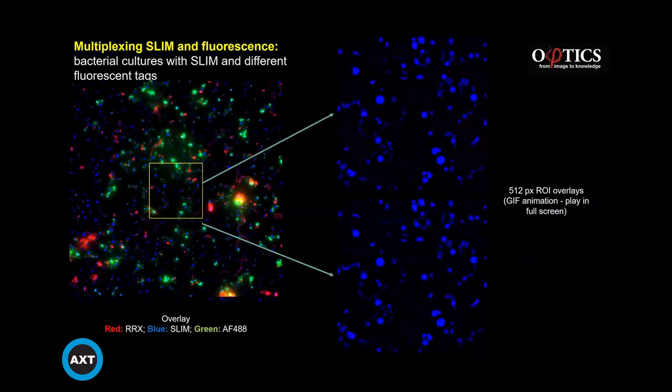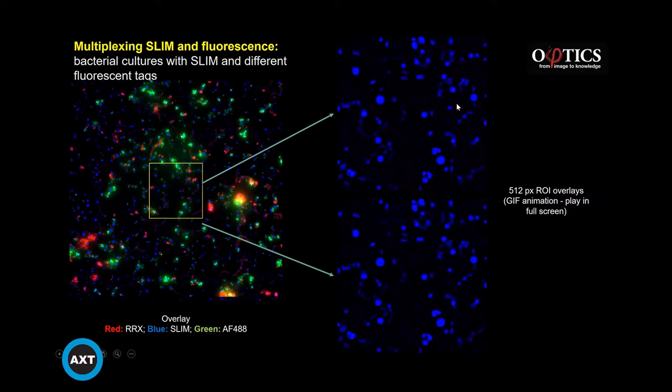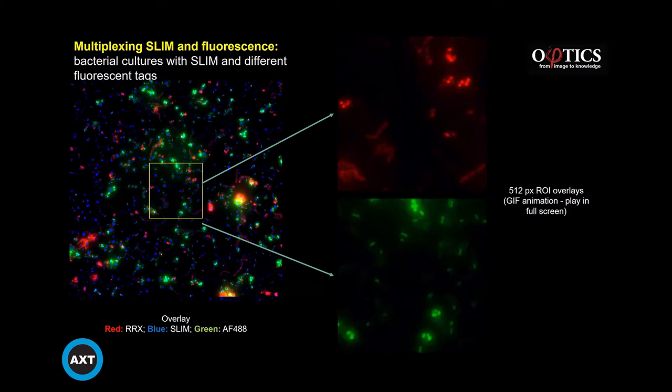You can multiplex SLIM with fluorescence, and here the blue channel is SLIM, and red and green are respectively RFP and GFP tagged bacteria. So two families of bacteria. You notice that the SLIM channel actually can visualize all the bacteria present in the culture, and then you can use the fluorescence channel, for example, as a segmentation, as a mask to segment the different families of bacteria in there.